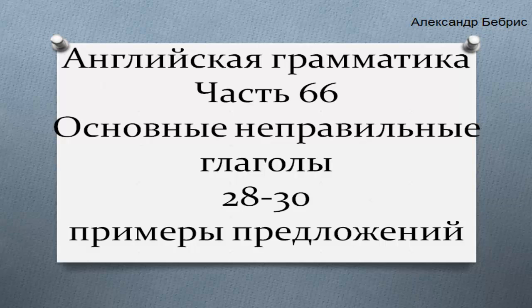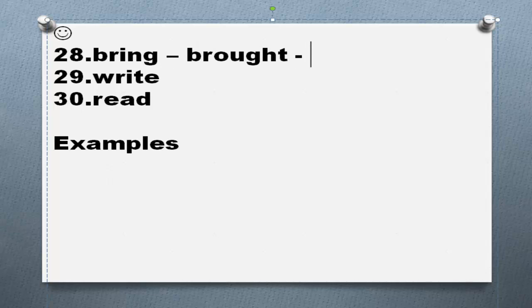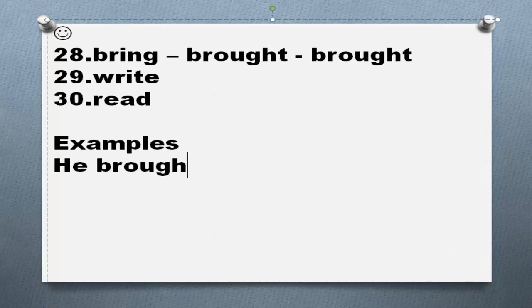Английская грамматика, часть 66, основные неправильные глаголы, 28-30, примеры предложений. Итак, bring – приносить, формы: bring, brought, brought. Он принес это мне. He brought it to me.